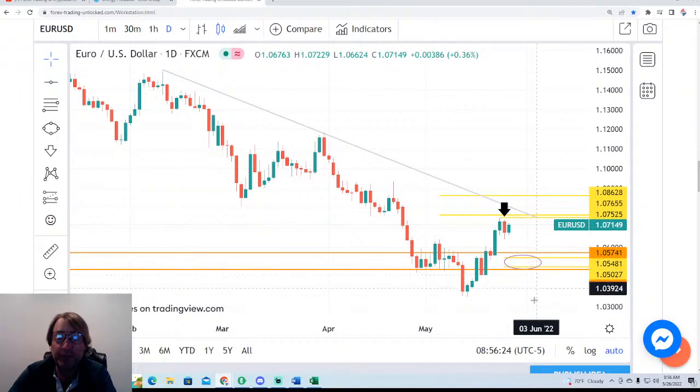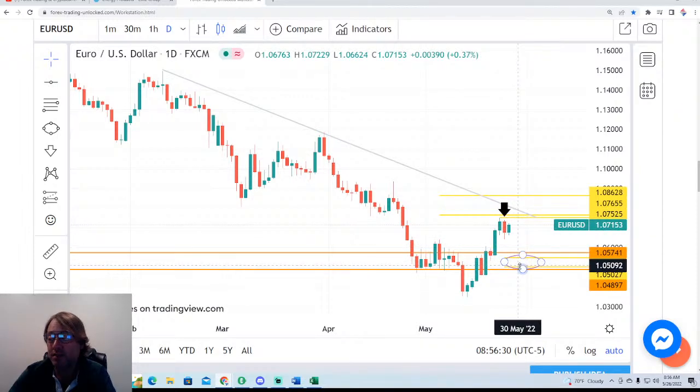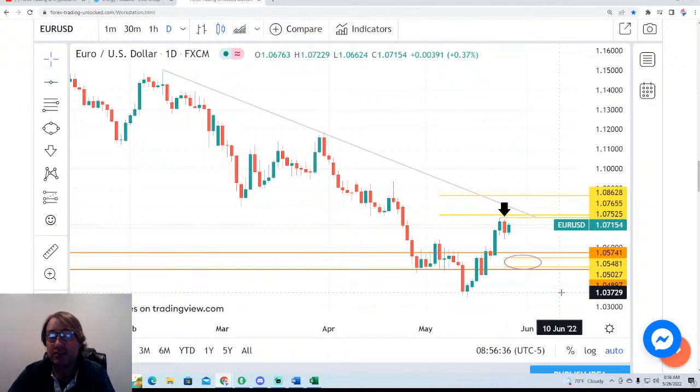It may get choppy in here. I don't think we're just going to slide through it. I do believe that if the sell signal is right, we'll come into this area and then consolidate first before we fall off the map and go lower. That's just the way I see it.